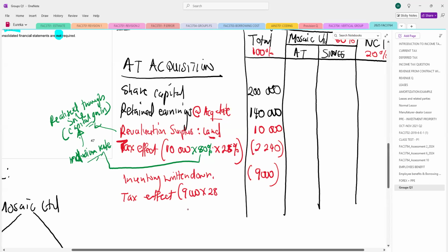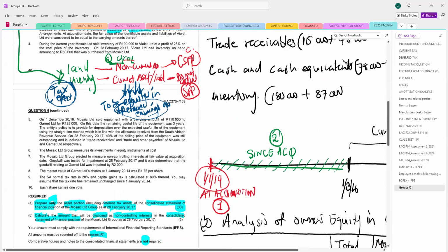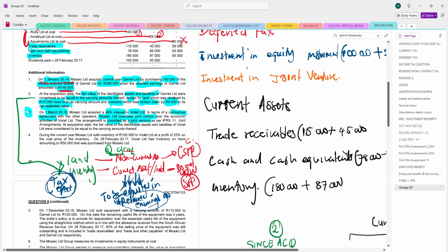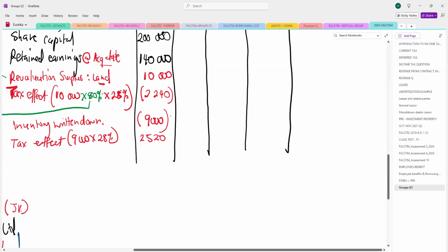9,000 times 28%. Let's calculate. 2,520. Opposite, right? So this is minus, the tax will be positive. That's all you're doing with tax, guys. When it comes to group, you don't have to worry. So these are the items that I could see that affect me at acquisition date. After that, if you go to number 3, it's already taking me to violet. So that is all that happened at acquisition date. There's nothing else. So I'm now going to find my total.